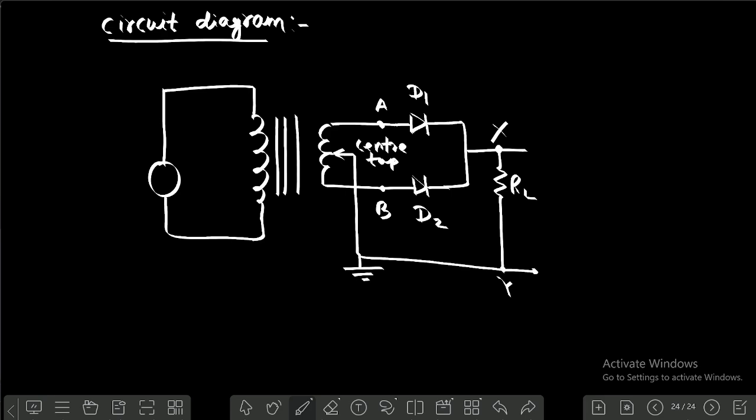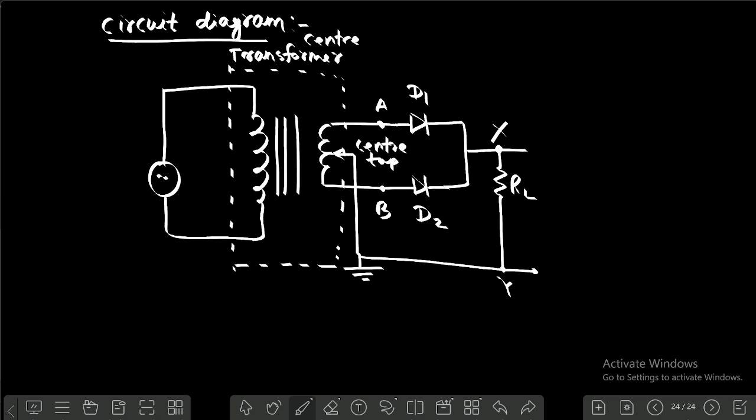Diodes D1, D2, and points A, B you wrote. Then here is your transformer, the center tap transformer. So this is the idea you have to remember. This is the circuit diagram for the full wave rectifier.